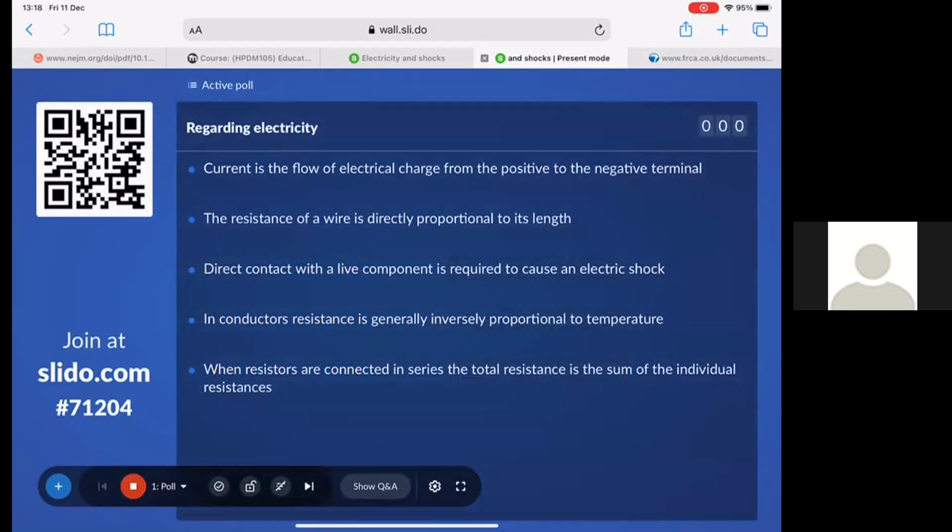Now I'm going to get the MCQs wrong. It's fine. You don't need to know anymore. In fact, none of you do. I don't know why I'm bothering.